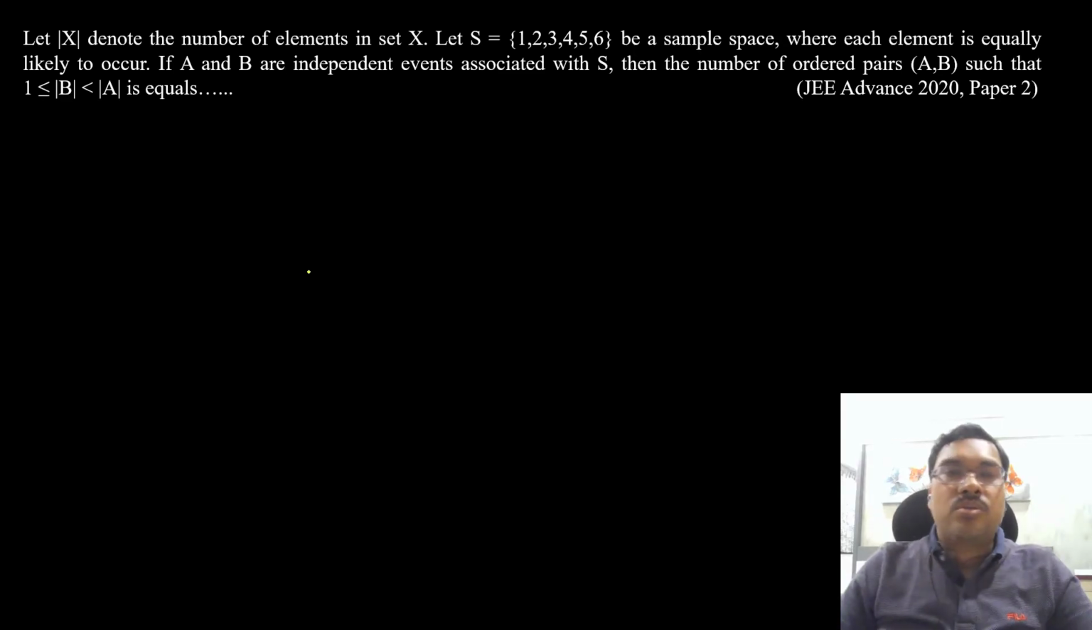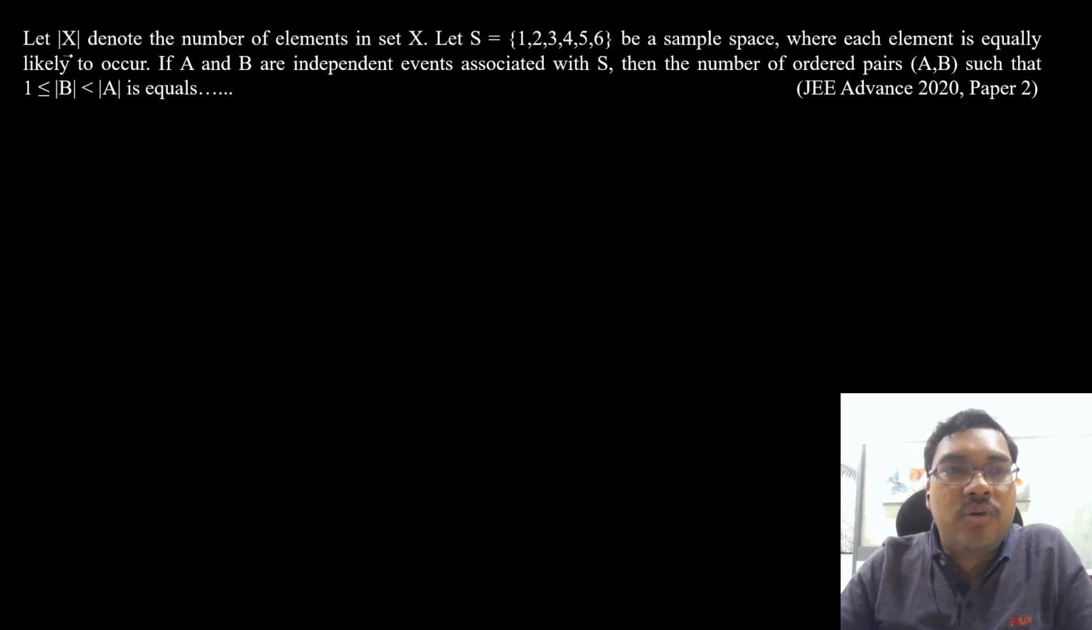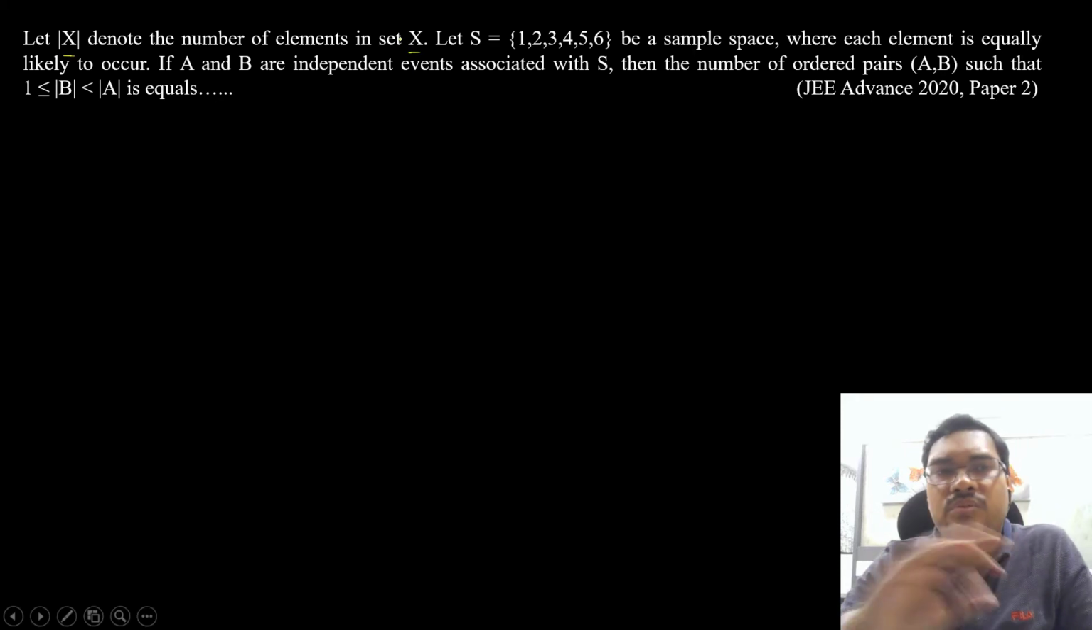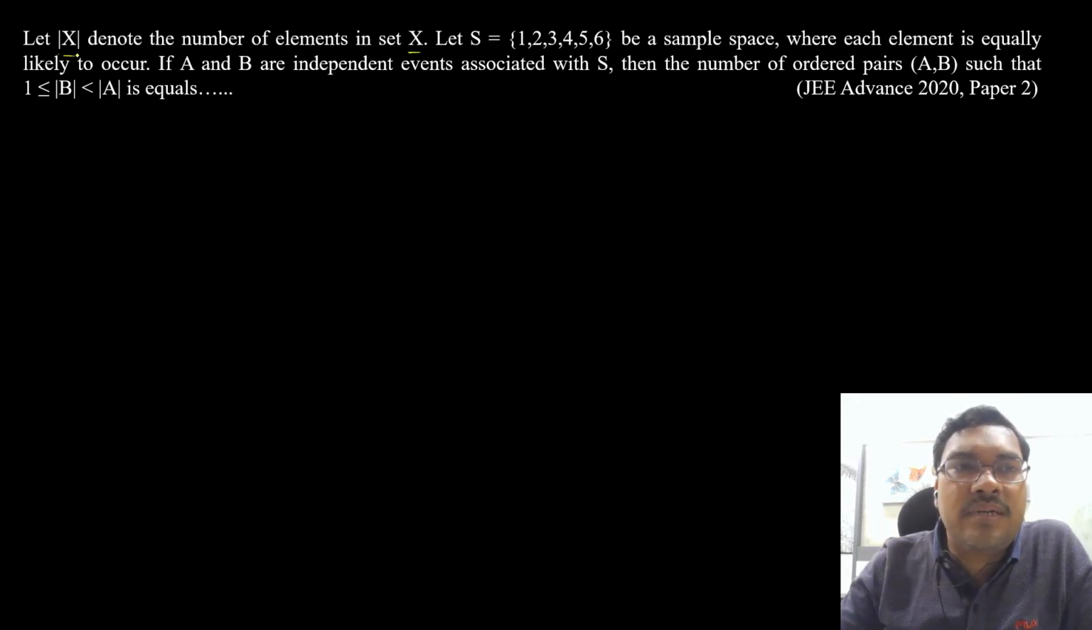Hello everyone. So here we are taking a question from permutation combination probability, and this question was asked in JEE Advanced 2020. Alright. So the question says this modulus x denotes the number of elements in set X. So they have used a notation that this is representing the number of elements in some set X.